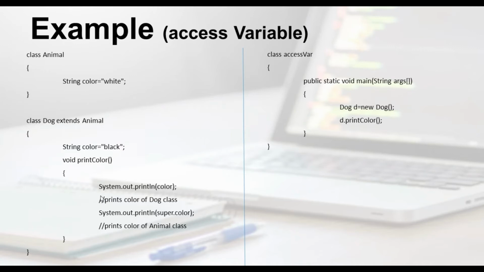Now to access the immediate parent class variable or method, System.out.println(super.color). Means here I define one keyword, super, that will access the immediate parent class variable which is named color. Means super.color will access the variables of the Animal class. Means the second output is something like white. Why? Because you are accessing super, and the super keyword is used to access the immediate parent class variables.